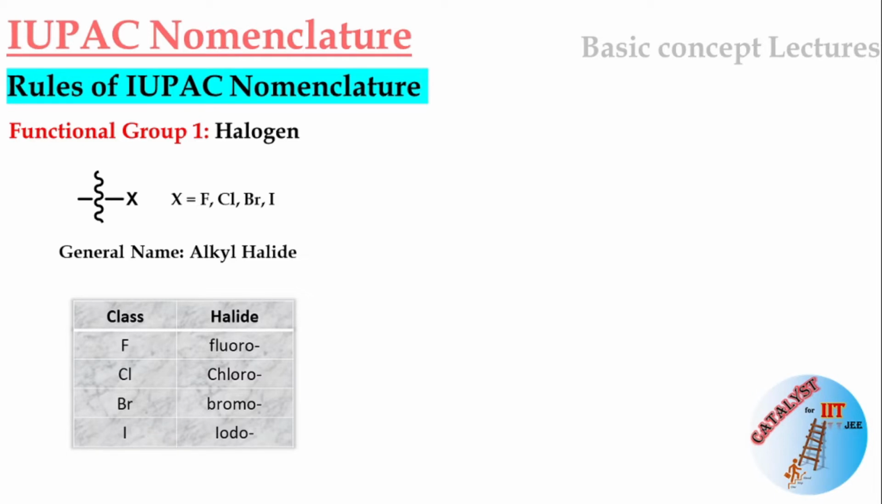Okay, now these are the classes. If fluorine is present in your hydrocarbon, then you have to add fluoro. If chlorine is present, then chloro. If bromine is present, then bromo. If iodine is present, then iodo. Let us take this example.